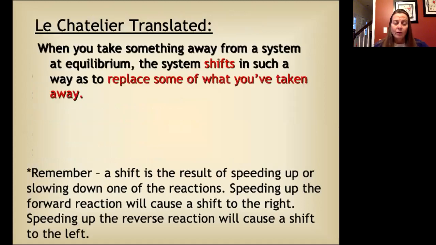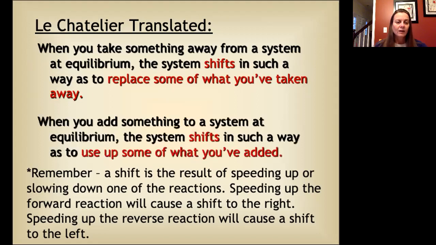So when we take something away from a system at equilibrium, our system is going to shift in such a way as to replace some of what you've taken away. Now remember, this doesn't mean that we're going to come back to the exact same quantities that we had before. But what it does mean is that we're going to come back to that same ratio of products to reactants. If we add something to a system at equilibrium, the system is going to shift in a way to use up some of what you've added. So if we take something away, it's going to shift to replace. If we add something, it's going to shift to use it up.